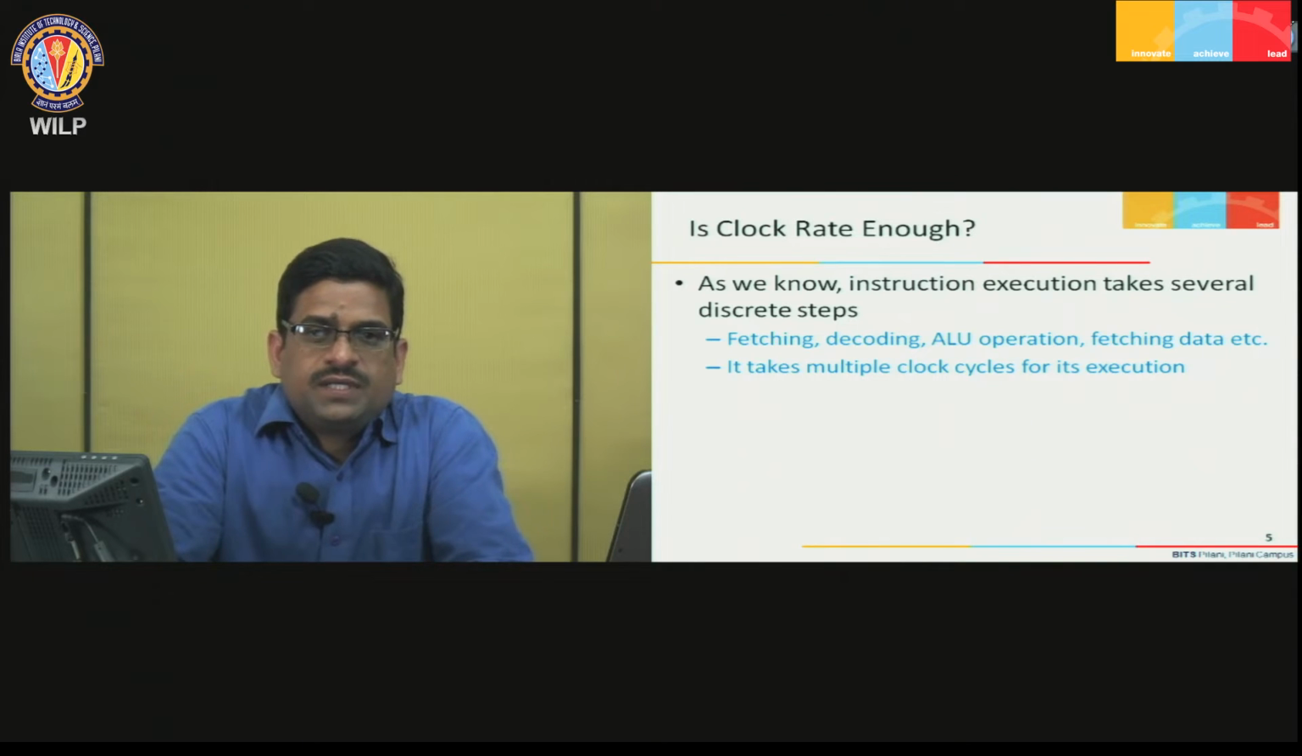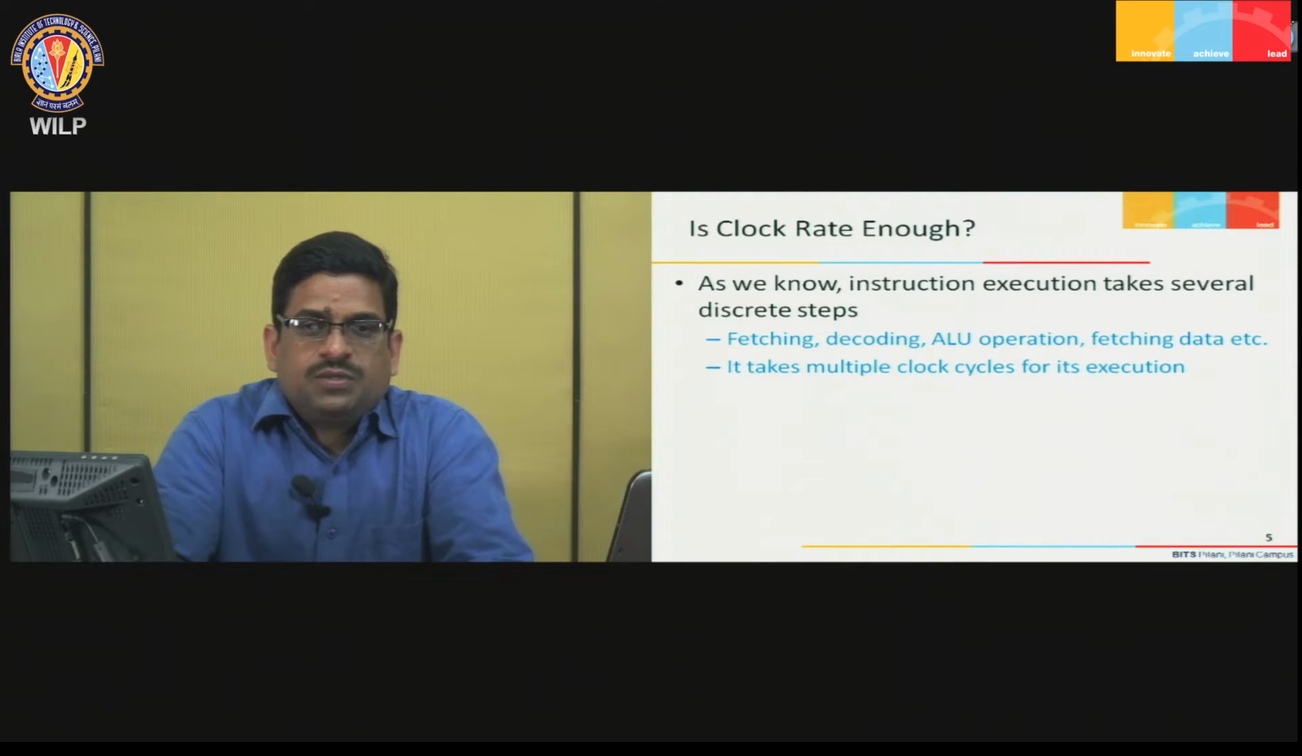Now, the question is whether this clock rate is enough, or we need to think about some other parameter or factor to measure the performance of the computer. So, let us look at this. We know that instruction execution happens in several discrete steps. It is not one atomic step. In lecture 2, we have seen that instruction execution is basically divided into various steps, and these steps are fetching, decoding, ALU operation, fetching the data, like that.